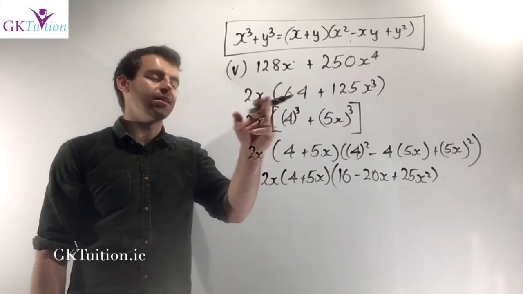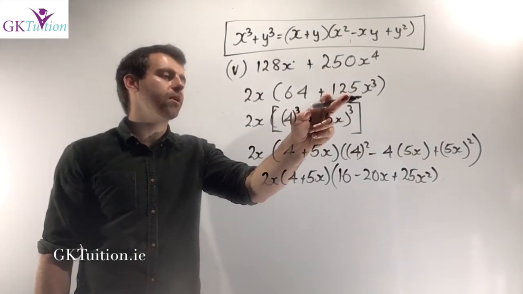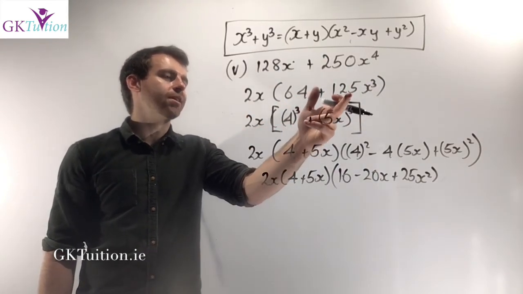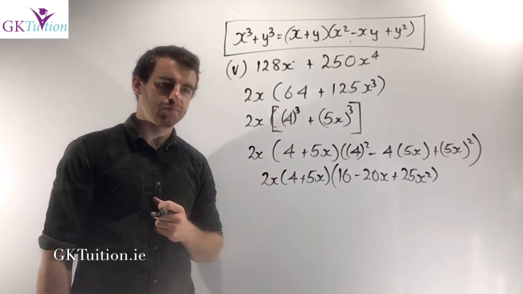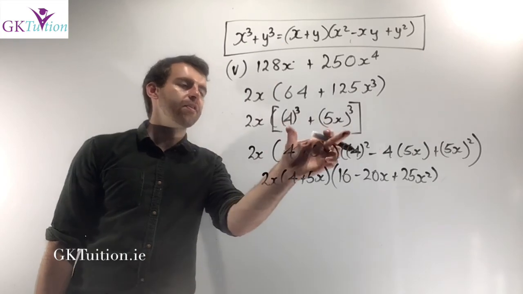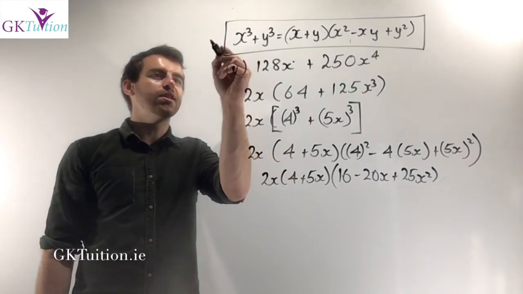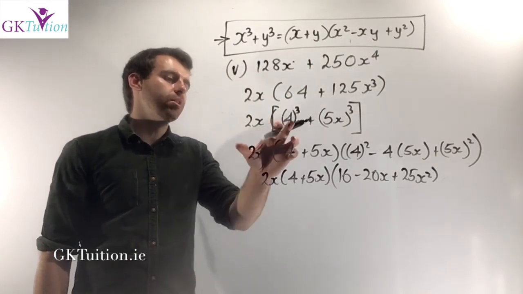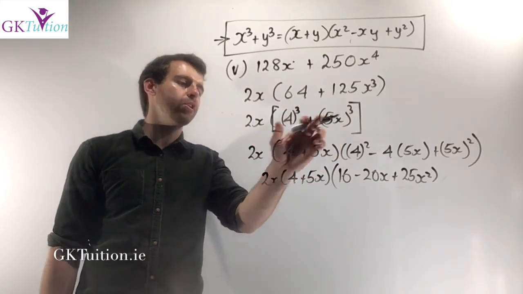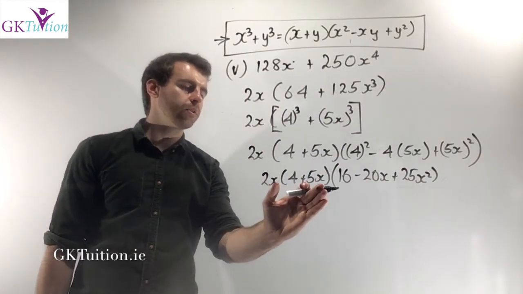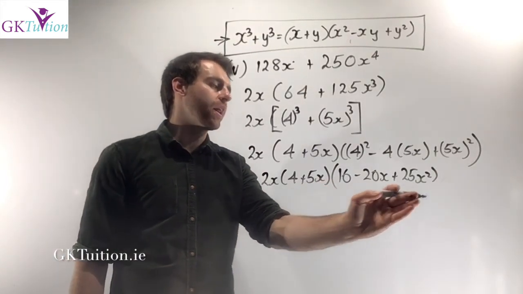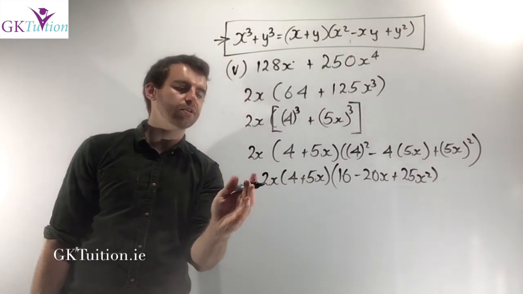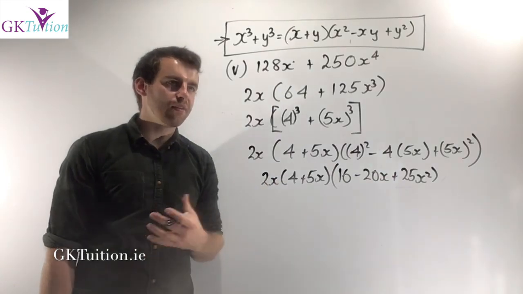2x into 128x is 64. 2x into this is 125x cubed. Luckily for us, 64 can be rewritten as 4 cubed, and this can be rewritten as 5x all cubed. So now we have a 2x, and then the two terms in here can be factorised using this formula that we've learned off. I know x cubed plus y cubed will give me this, which tells me that 4 cubed plus 5x cubed would end up as 4 plus 5x times 16 minus 20x plus 25x squared. And throughout the whole question, you just have your 2x outside it. So you have 2x times this, and that's it factorised fully.